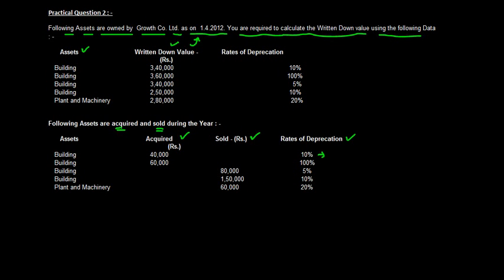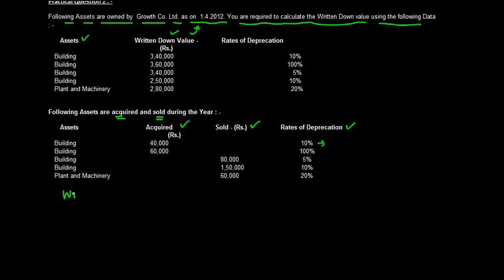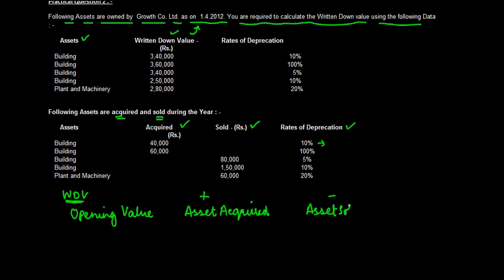Now if you remember, how do you calculate written down value? Written down value is equal to opening value plus asset acquired minus asset sold. Depreciation is the prescribed percentage into, or actually we don't need to calculate the depreciation at this stage. We are just calculating the written down value. So written down value will be equal to opening value plus asset acquired minus asset sold.